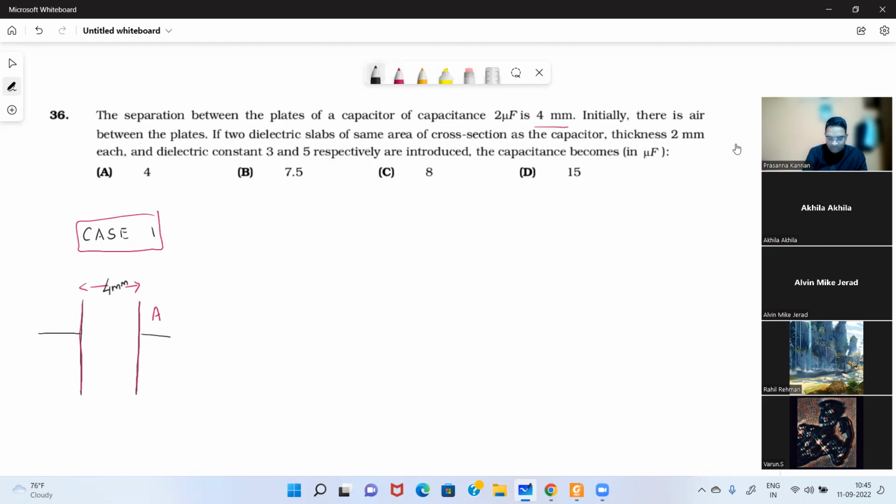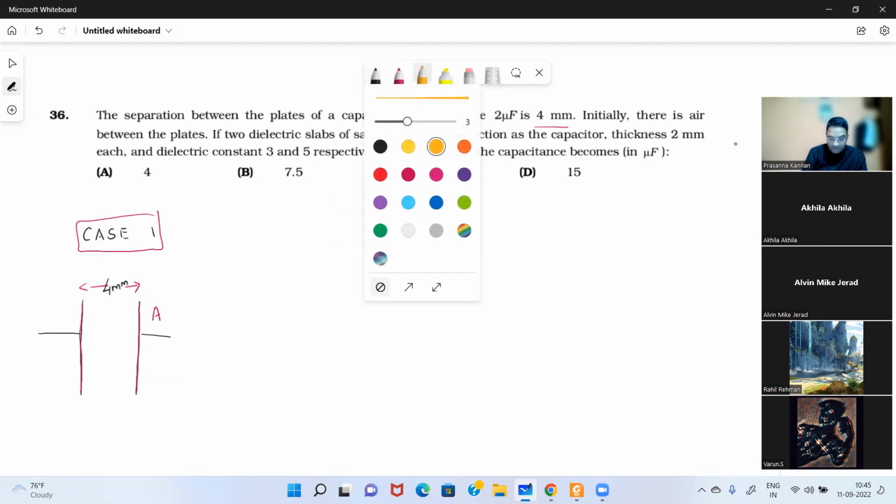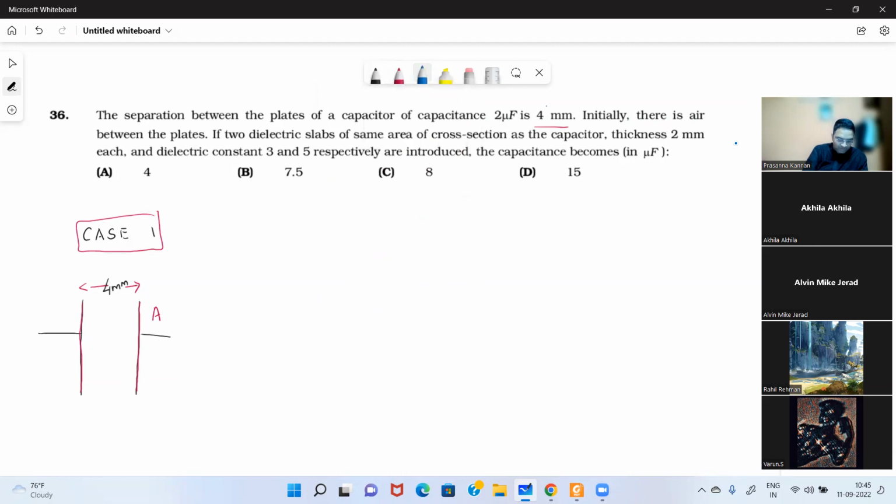Now, what will be the formula for this capacitance? Simple one. No dielectric, you just have air. So the capacitance is epsilon naught A divided by D, where D is equal to 4 millimeter, correct? Now case 2. What is the capacitance given as in case 1? 2 microfarad. That's given in the question, so you can note it now.